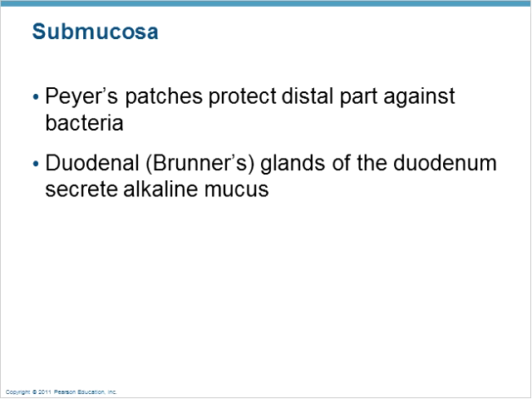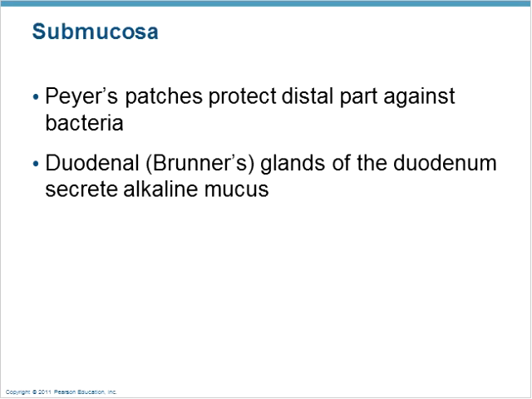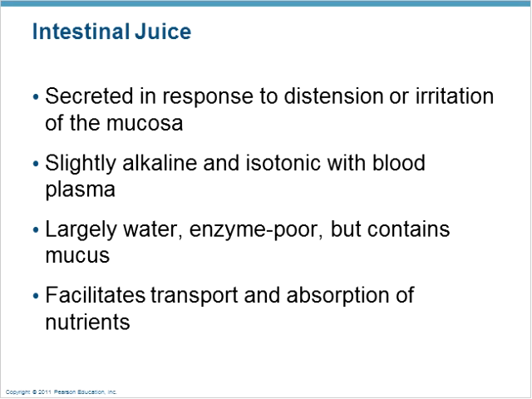The submucosa, the next layer out, has Peyer's patches, which protect the distal part against bacteria, and the duodenal Brunner's glands of the duodenum, which secrete alkaline mucus, which helps to neutralize some of the acid contents that come out of the stomach.